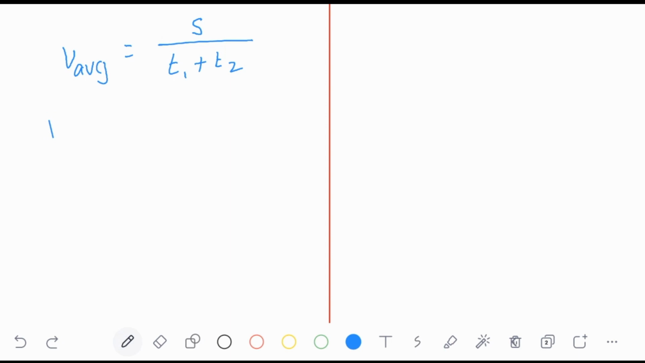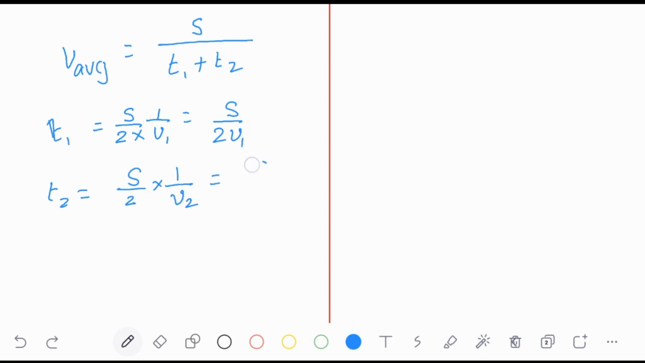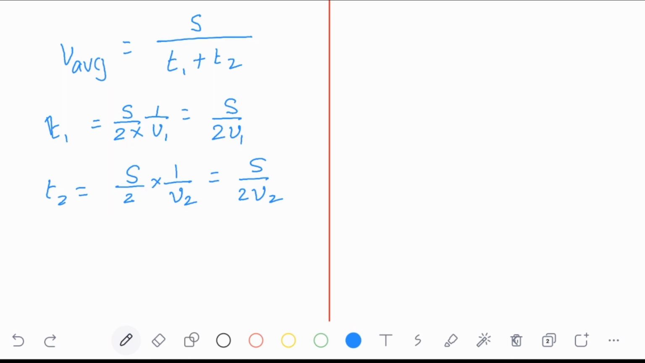Alright, t1 is a time. It should be distance divided by speed. So distance is s by 2 and the speed is v1. So that should be s divided by 2v1. In the same way, t2 is equal to s divided by 2 times v2. Alright, now I can substitute t1 and t2 in our actual formula.